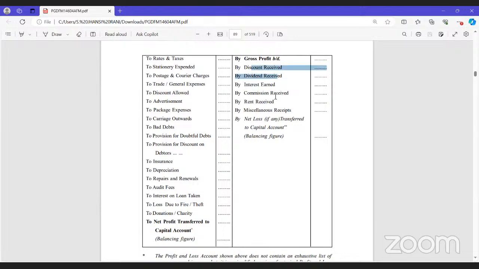Similarly, if credit is more and debit is less, we call it net profit, and this net profit we will transfer to the capital account, which is related to the owner, which belongs to the owner. Similarly, if debit is more and credit is less, then we call it net loss. That also will be transferred to the capital account. If it is profit, we will add it to the capital. If it is loss, we will deduct it from the capital account.